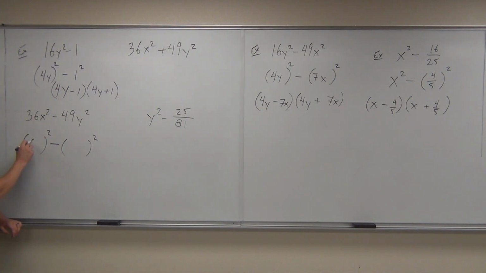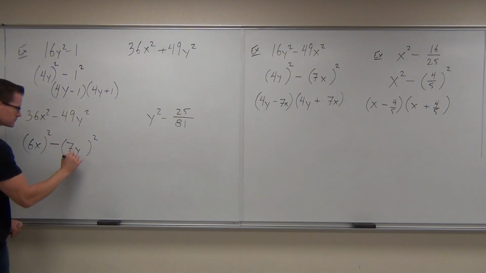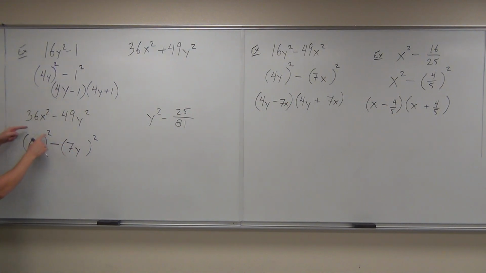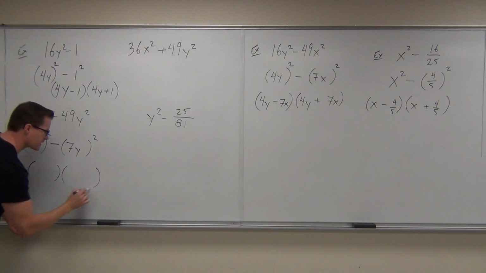Here, give me that one. What is it? 6x, 7y. Let's double check. 6x squared, yeah. 7y squared, yeah. There's a difference. Hey, it's a difference of squares. Create your two sets of parentheses since we're factoring.